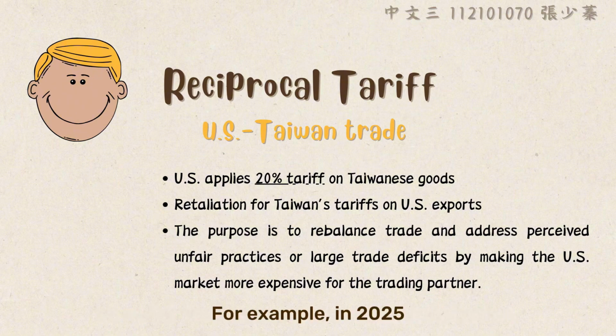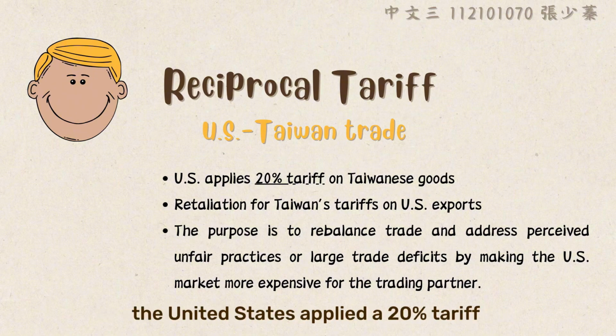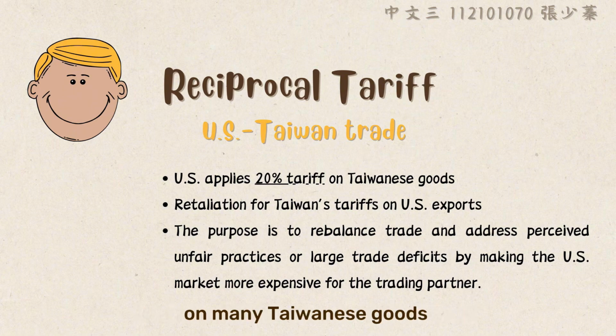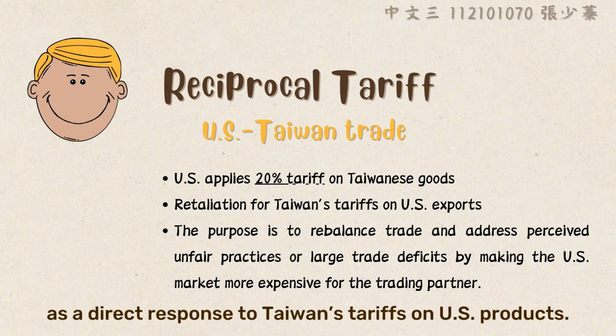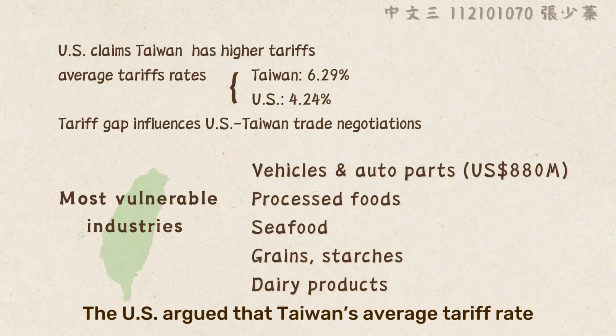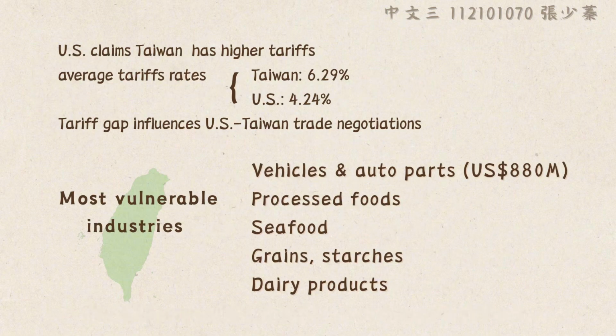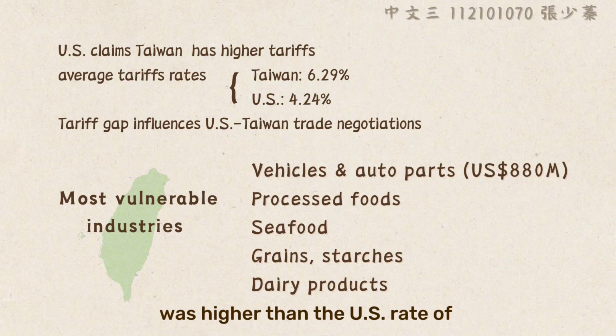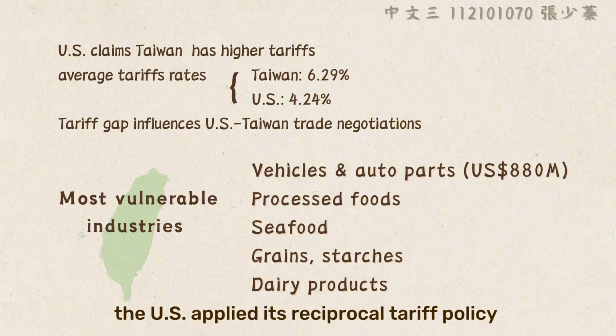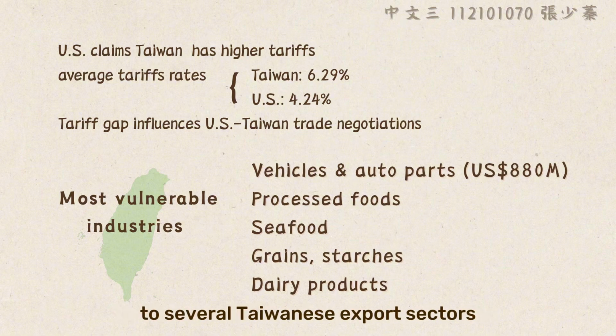For example, in 2025, the United States applied a 20% tariff on many Taiwanese goods as a direct response to Taiwan's tariff on U.S. products. The U.S. argued that Taiwan's average tariff rate, about 6.29%, was higher than the U.S. rate of around 4.24%. Based on this difference, the U.S. applied its reciprocal tariff policy to several Taiwanese export sectors.